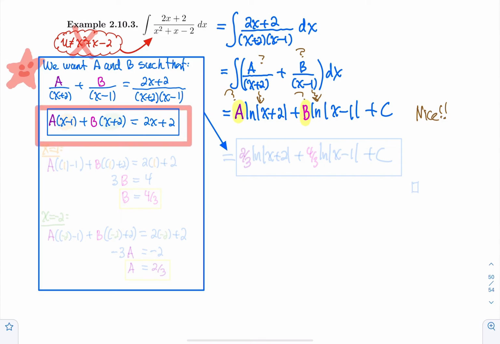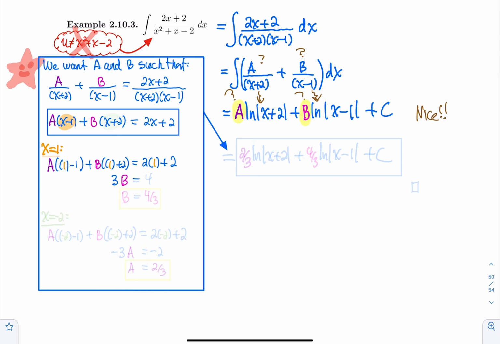So the trick here is to choose some x values that will allow us to compute one of those two variables directly. Like for example, there's a nice x value here that will make this bracket equal to 0 and it's x equal 1. So if you choose x equal 1, your equation will become a times 1 minus 1 plus b times 1 plus 2. And of course, whatever you do on the left side, you do the exact same thing on the right side. So you replace x by 1 and get 2 times 1 plus 2. And even if we don't know a, we don't care. It's multiplied by 0. And you're left with 1 plus 2 times b, which is 3b, is equal to 4.